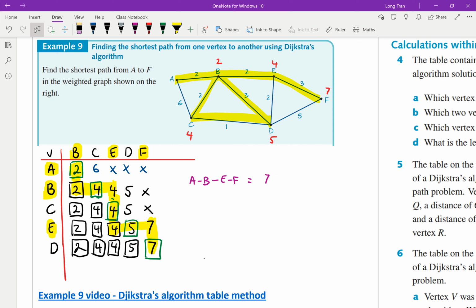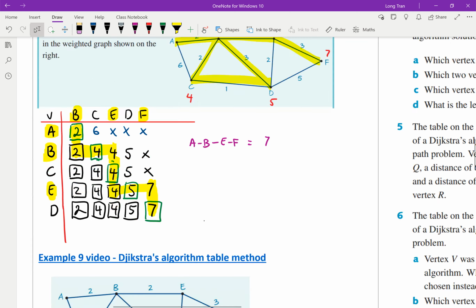Clearly, I'm going to show you this next method and it's going to be faster than the table, but the table is a bit more structured. You're essentially doing the table, but more visually. So less of writing this down in a table. You don't need to do that. But essentially, it's the same idea. Okay, so here we go.